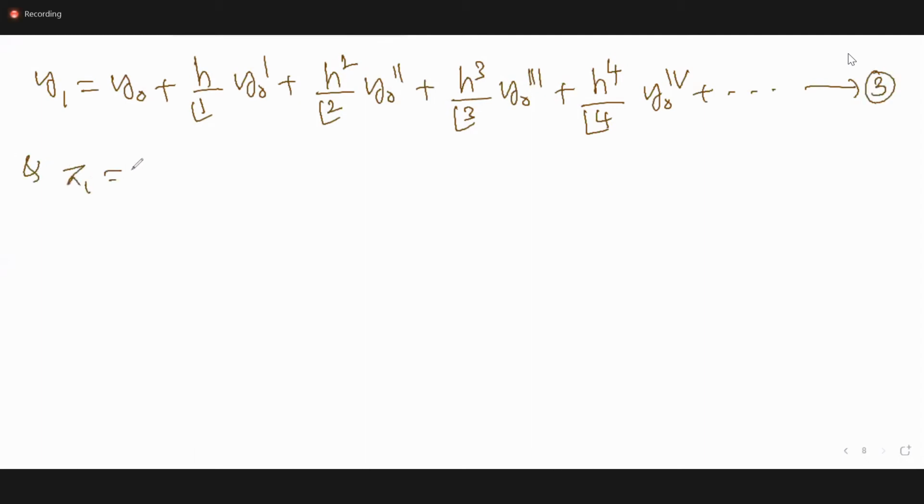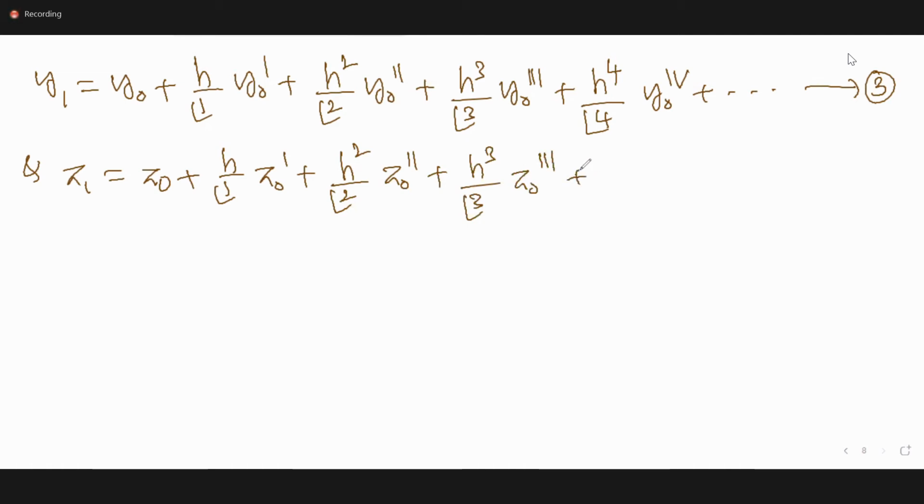And z1 is equal to z naught plus h by 1 factorial z naught dash plus h square by 2 factorial z naught double dash plus h cube by 3 factorial z naught triple dash plus h power 4 by 4 factorial z naught fourth derivative plus so on. So now we calculate the values of y naught dash, y naught double dash, y naught triple dash, y naught fourth derivative, z naught dash, z naught double dash, z naught triple dash, z naught fourth derivative. Okay, now from the given two initial value problems.